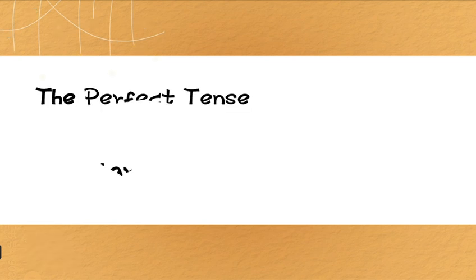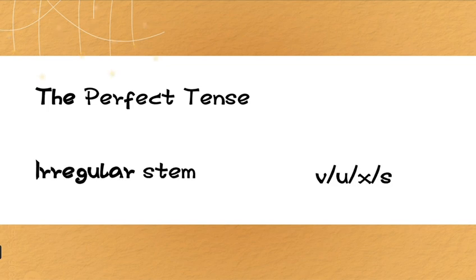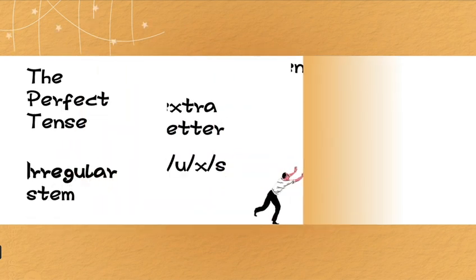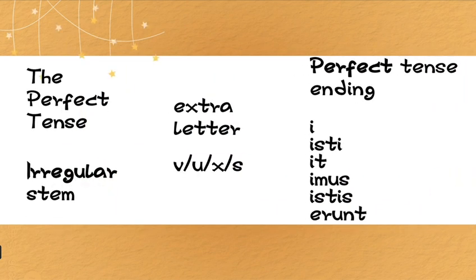To sum things up, the perfect tense includes an irregular stem with an extra letter added, and then the perfect tense endings: -i, -isti, -it, -imus, -istis, -erunt. Now you know how to spot a perfect tense.